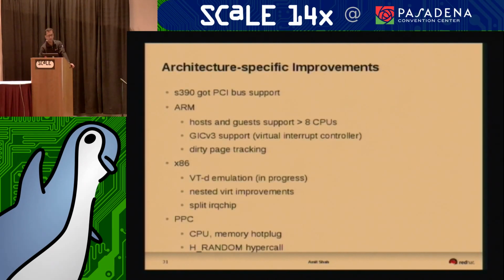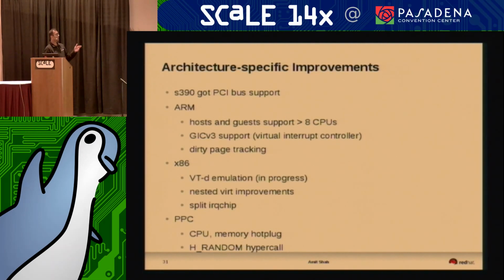There are some architecture-specific improvements. S390 got PCI bus support. Who would have expected that, but yes, S390 can do PCI now. For ARM, hosts and guests can use multiple CPUs, up to 8 CPUs. There's virtual interrupt controller support, which makes servicing interrupts faster, and dirty page tracking, which is useful for live migration. So all of this was added for ARM.